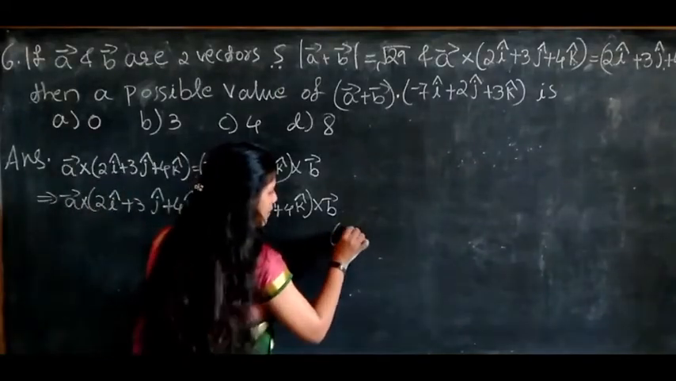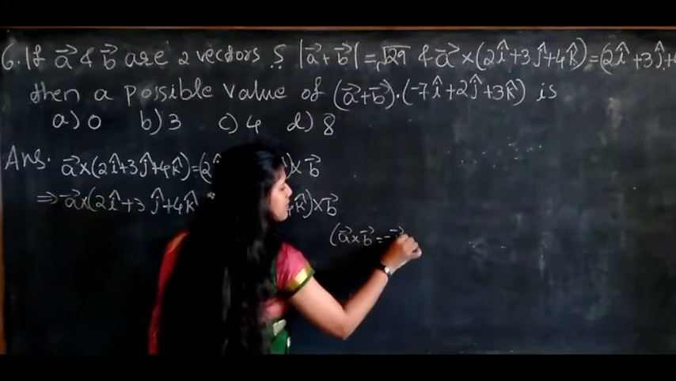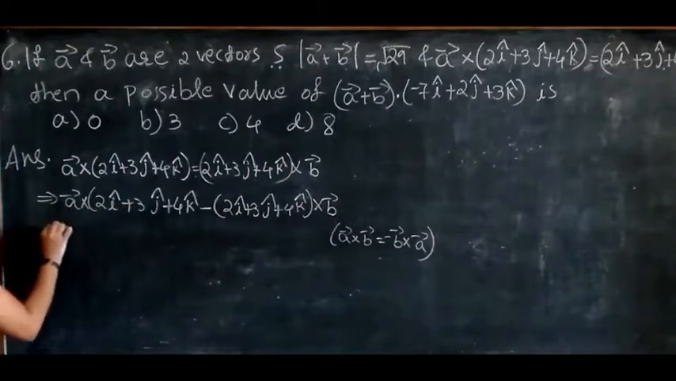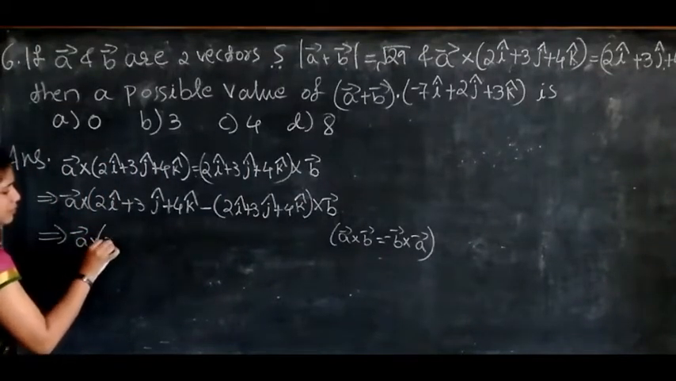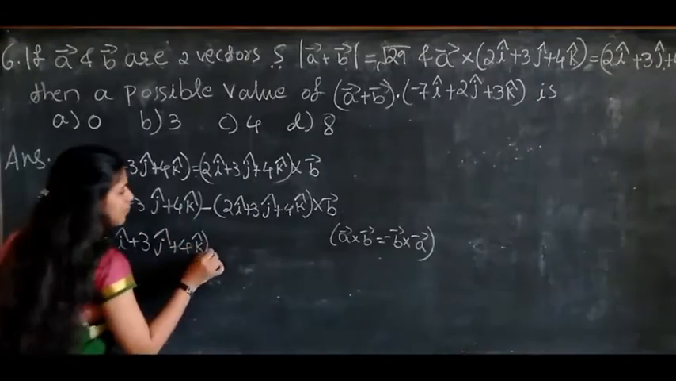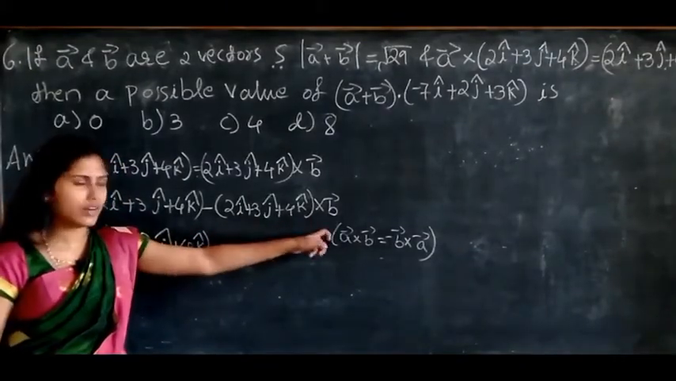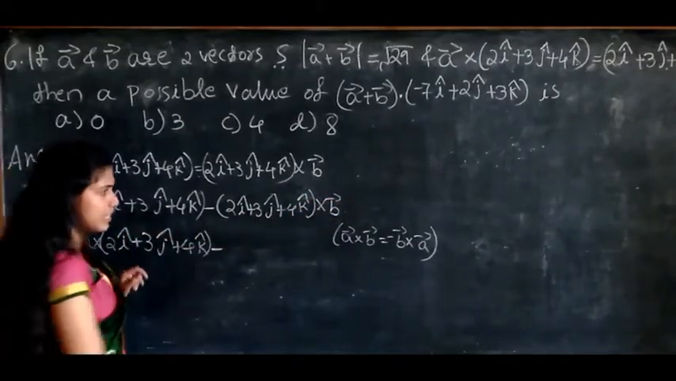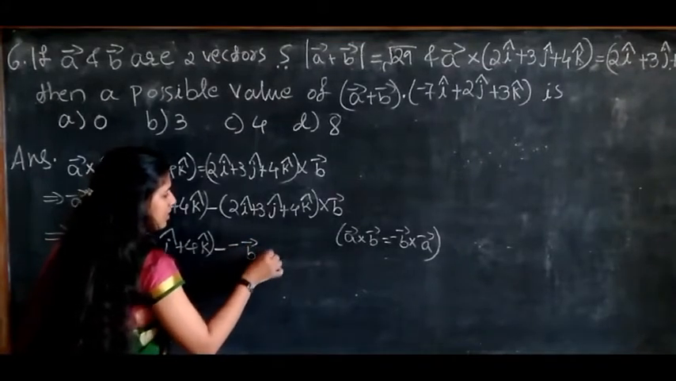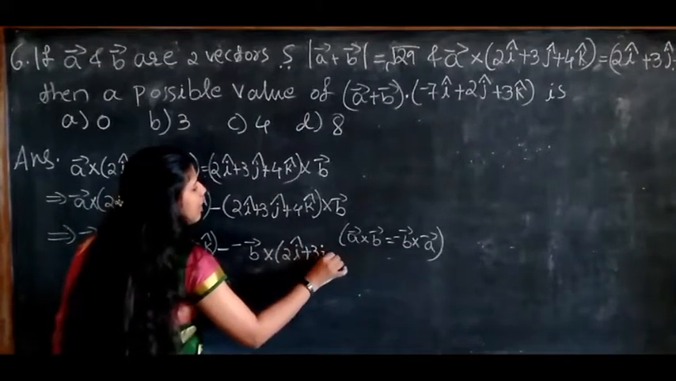Also we know that the cross product is not commutative. That is, vector A cross vector B is equal to minus vector B cross vector A. Then it implies, we write these terms in reverse order, then there will be a negative sign, that is negative vector B cross (2i cap plus 3j cap plus 4k cap).